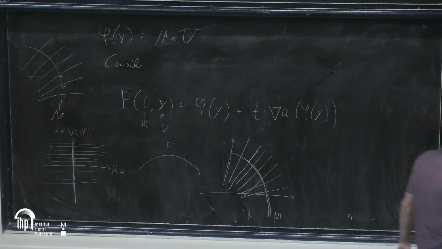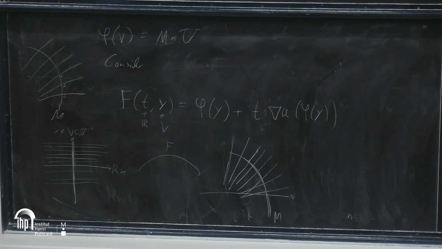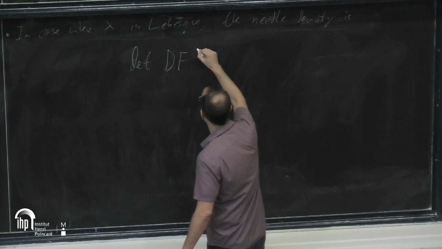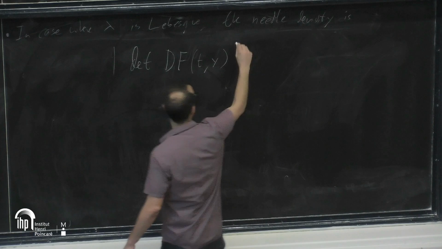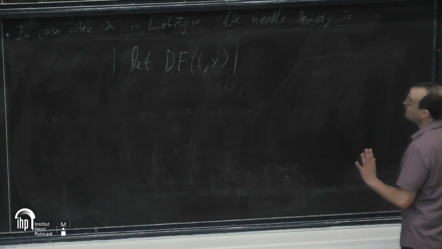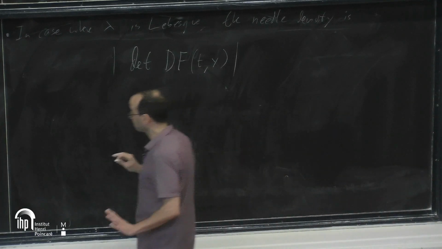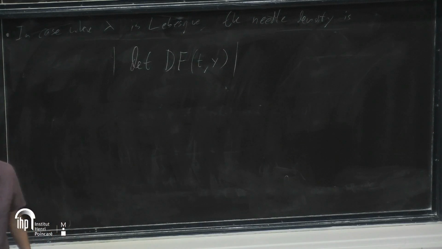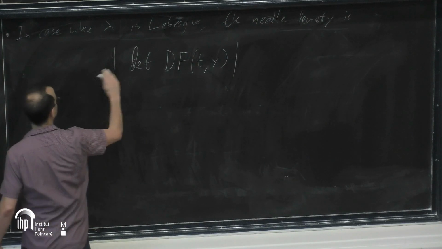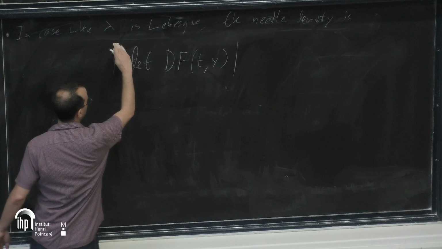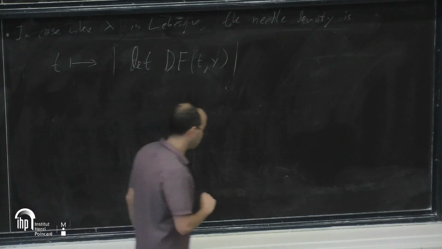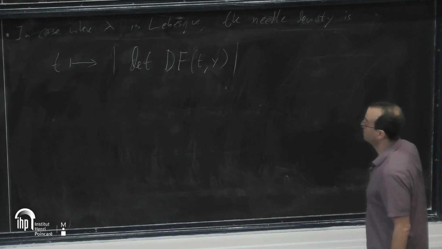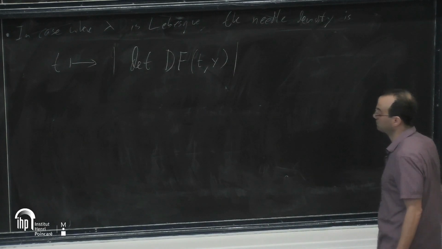Well, I should take the determinant of the Jacobian, the determinant of the derivative of this function f. Maybe let me put the absolute value. So this will be the needle density on each needle. Let me write it. T maps to this, which will be the density on each needle, by the change of variables formula in the integral.